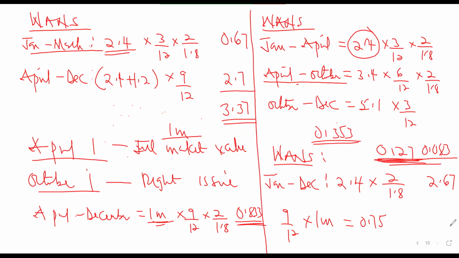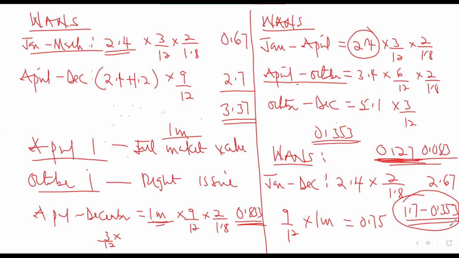It is 1.7, isn't it? Yes. So out of that right issue, 0.353 were for the bonus issue. So you find the difference over there. The difference will give you the full market price. And that full market price will be 3 multiplied by 3/12 multiplied by that, because it will have effect from October to December. So the market value from the right issue will be for only 3 months. So you do that particular one.